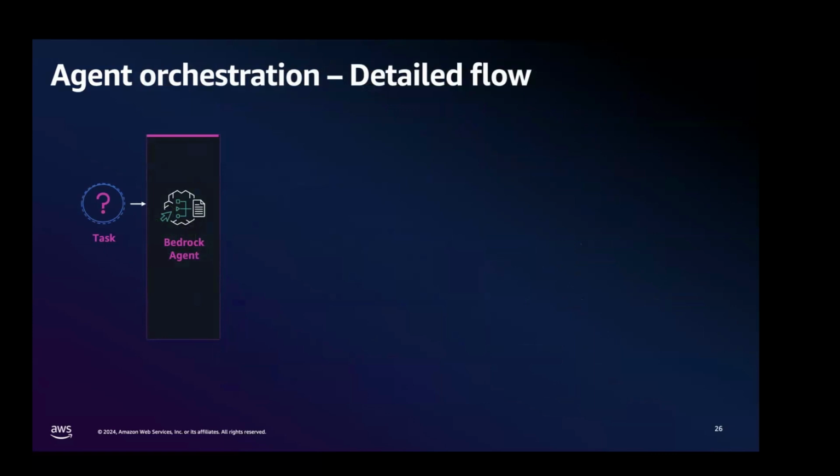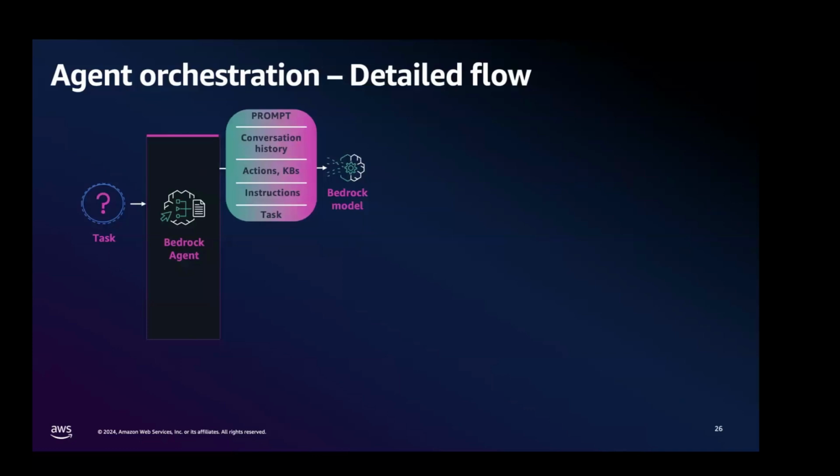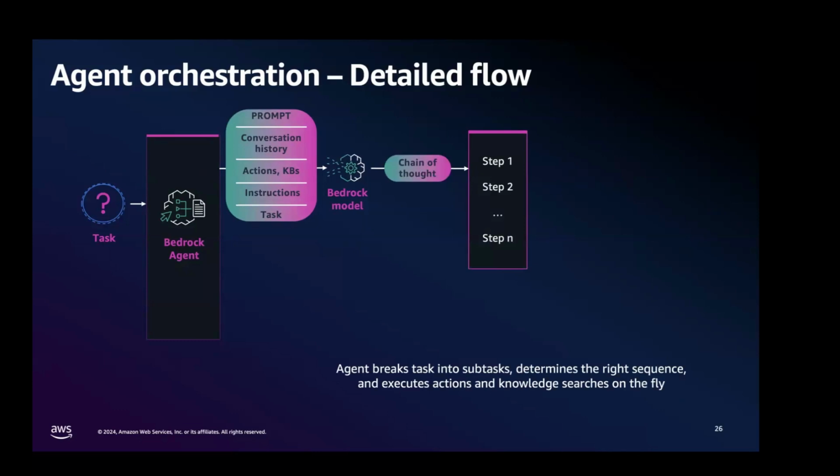So let's look in a little more detail at what's actually happening as these interactions happen. We provide a prompt or a task into the agent. The agent is going to formulate a chain of thought based on that task. So it gets the prompt, the conversation history, the tools that are available to it, the instructions that you've provided, as well as the task that comes in. The large language model is going to reason across that. It's going to generate a chain of thought.